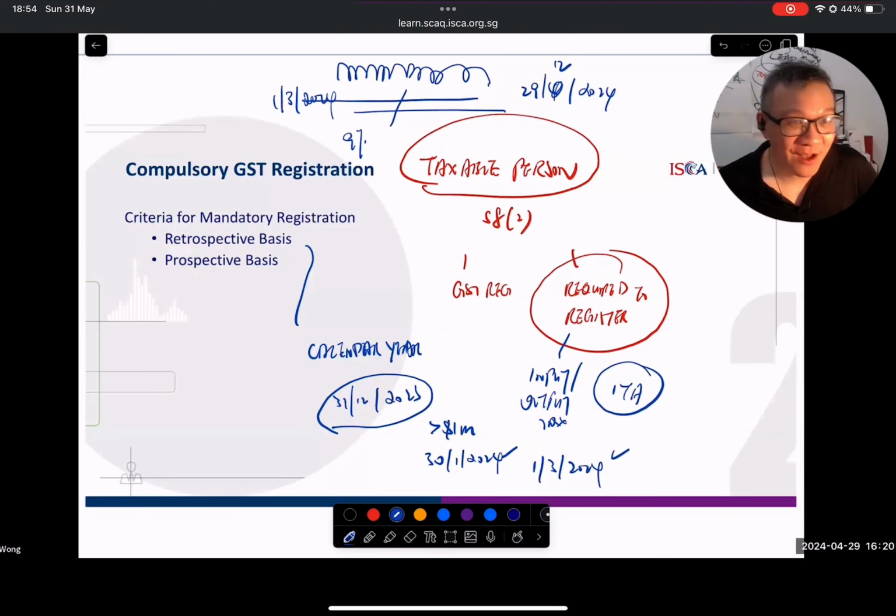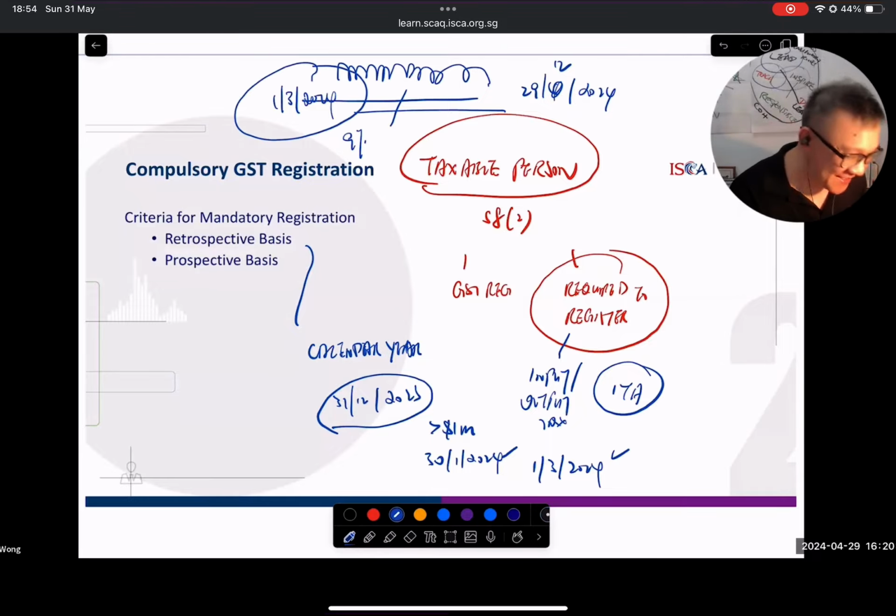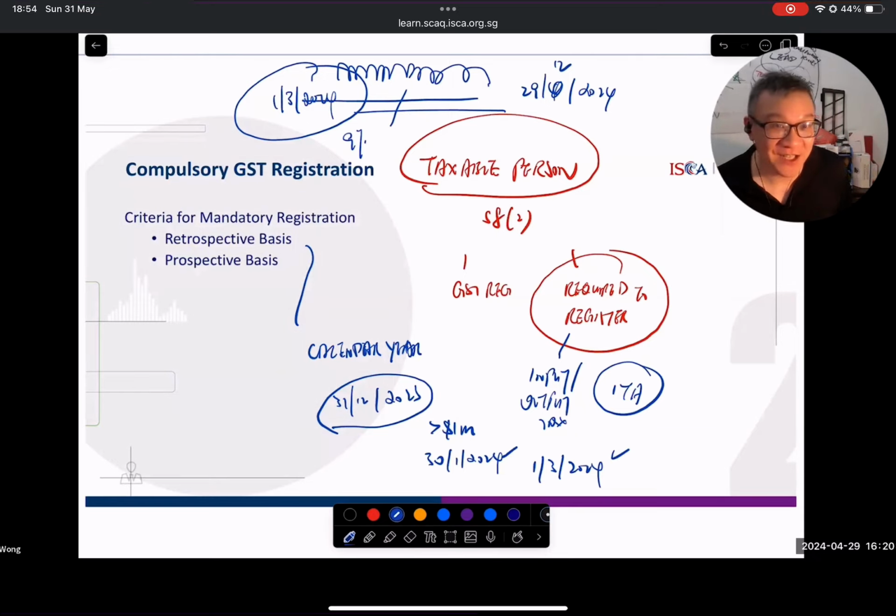Okay, so it's not like, oh, because I'm late, I'll only account for my output tax from the time I notify IRAS. No, it will be dated back to the first day, the effective date of GST registration, plus the penalty. So that's a retrospective basis.